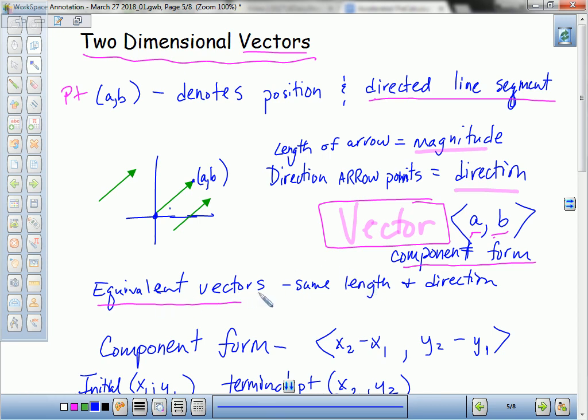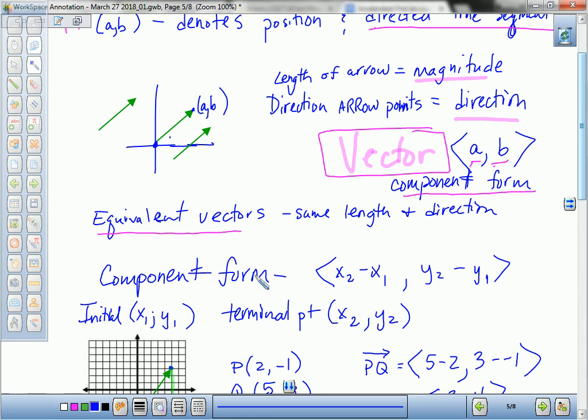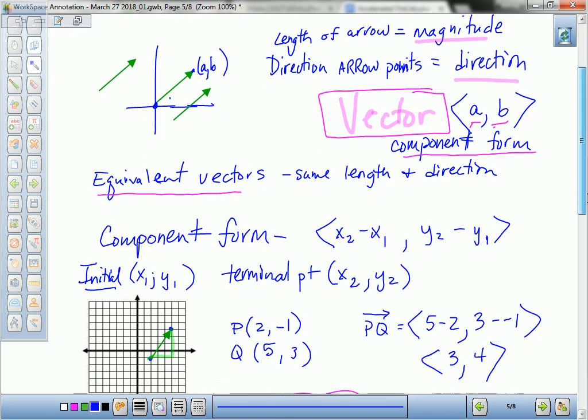So, equivalent vectors have the same length and they are oriented in the same direction. Now, with our component form, we can always find component form from going from one point to another by doing the difference in our x's and the difference in our y's. If we let x1, y1 represent our initial point, and a lot of times that initial point is the origin, not always, and then we let the terminal point be represented by x2, y2, what do we have to do to this first point to get to the second? Well, it's pretty simple. You can find the difference in your x's and the difference in your y's.